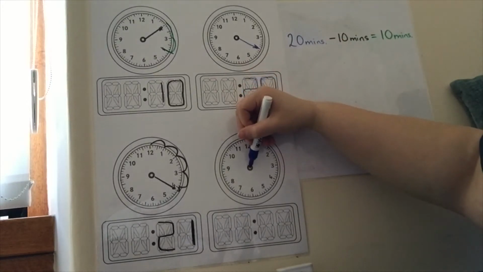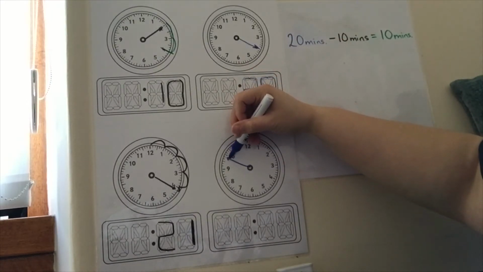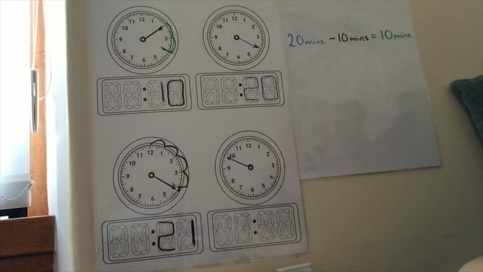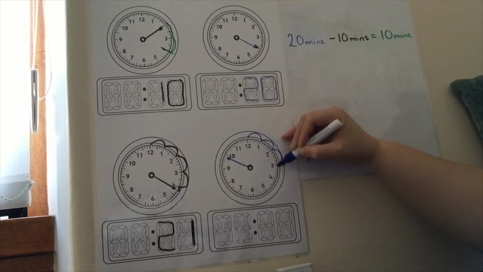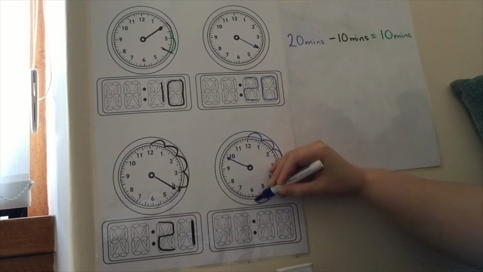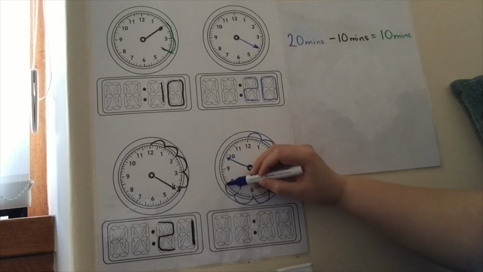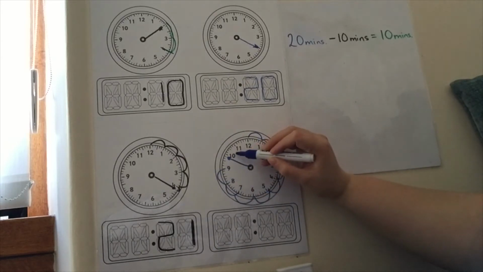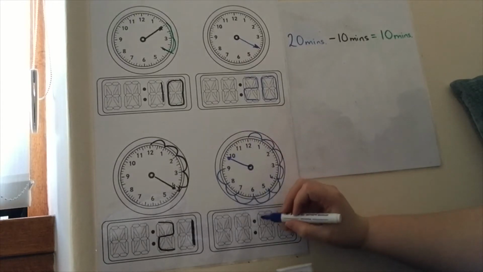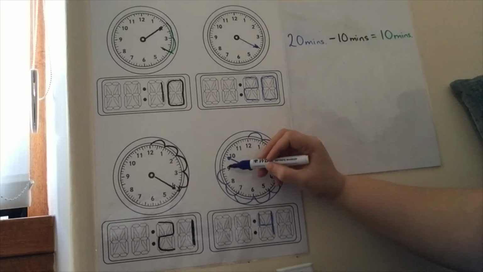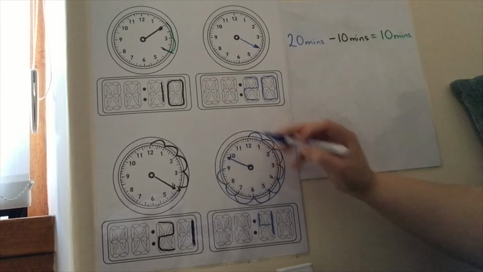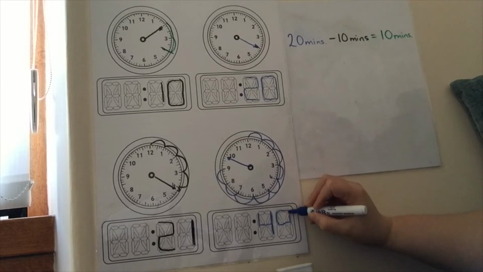And this time I'm going to draw the minute hand over here as an example. Again, we're going to work out what time this clock is saying. So 5, 10, 15, 20, 25, 30, 35, 40, 45. Well, it's not 50. It is 40, 45, 46, 47, all the way around to 49.